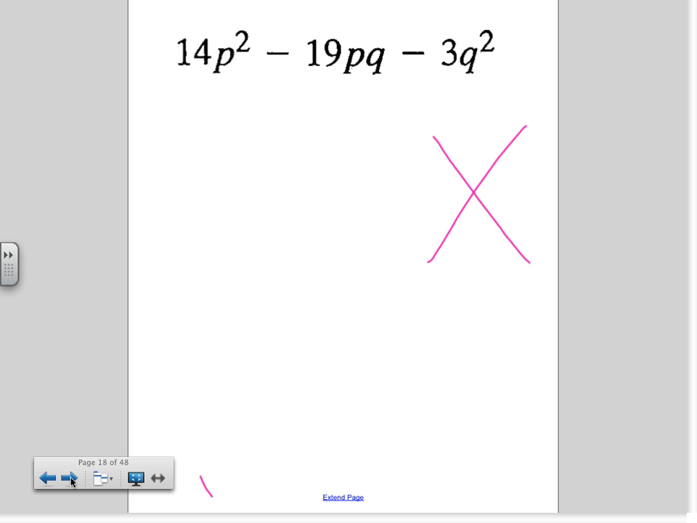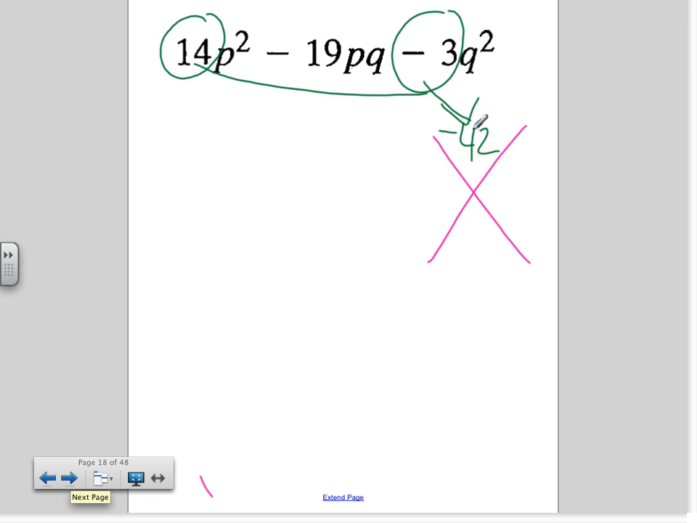I'm going to use color to code this, and watch what happens. I take the first coefficient and the last coefficient, and I multiply the two together. That will give me my product. That's what I'm going to put on the top. So what is 14 times negative 3? Negative 42. Okay, the question so far is how to obtain that top number. So you always use the first and the last? Yes, always use the first and the last. Multiply. Always.